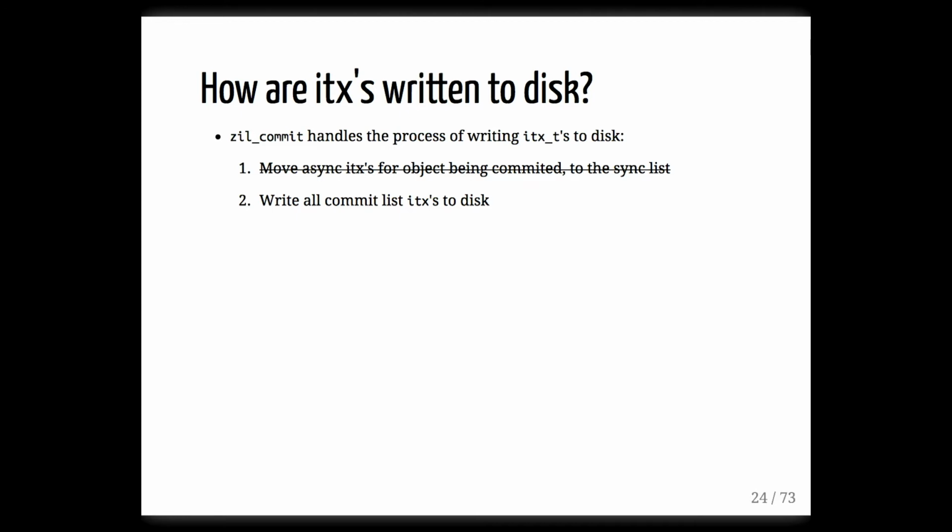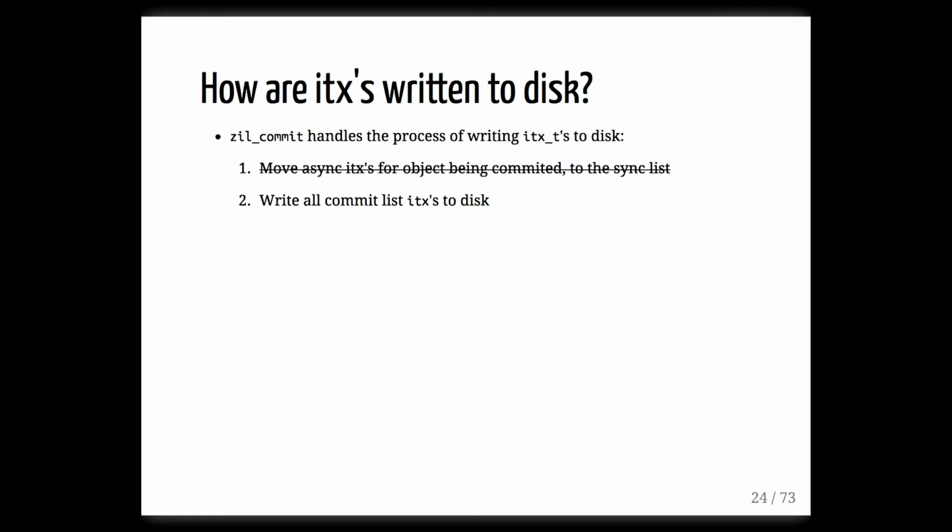Now that we have a list of ITXs to be written out, it's time to actually issue them to disk. We do this by iterating over all of the ITXs in the commit list. Then for each ITX, we attempt to copy it into the currently open ZIL block. If there is insufficient space in the block, then we allocate a new block and issue the old one to disk. Lastly, after all ITXs are copied into LWBs, we issue the last open block to disk, allocating the next open block in the process.